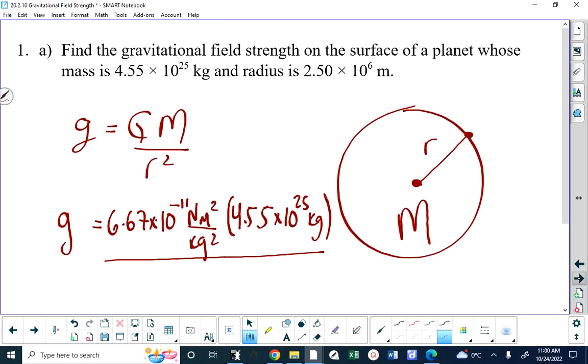Divided by, so everybody, we're dividing by the distance from the point of interest to the center of the source. But when you're on the surface of the planet, that distance is the radius of the planet. If I said to you, what is the gravitational field strength at this point here, then you would have to use that as the distance. Okay, so we want to be careful about that. But it's on the surface of the planet, so we can simply put in 2.50 multiplied by 10 to the 6 meters, quantity squared.